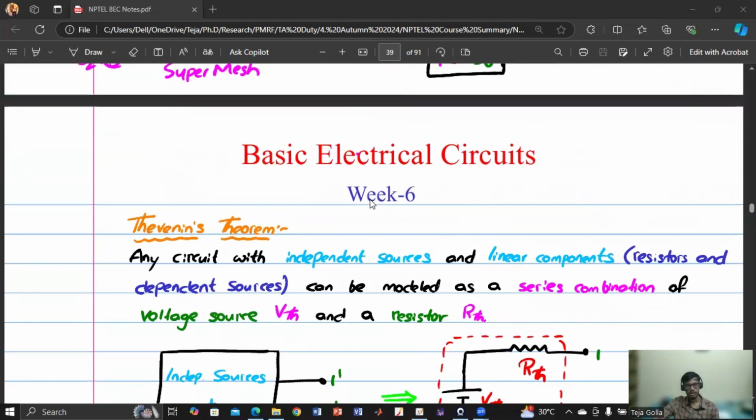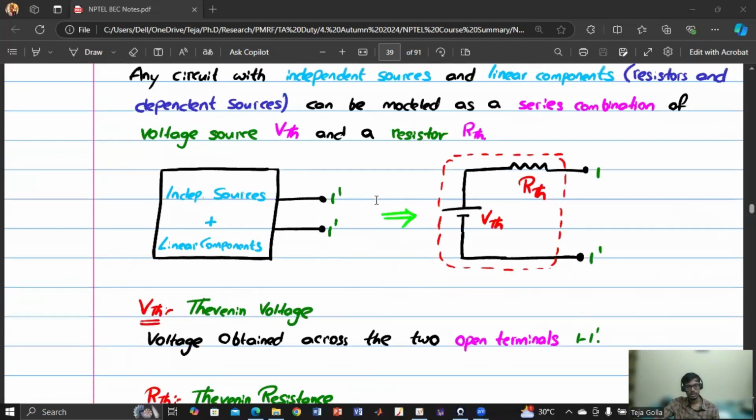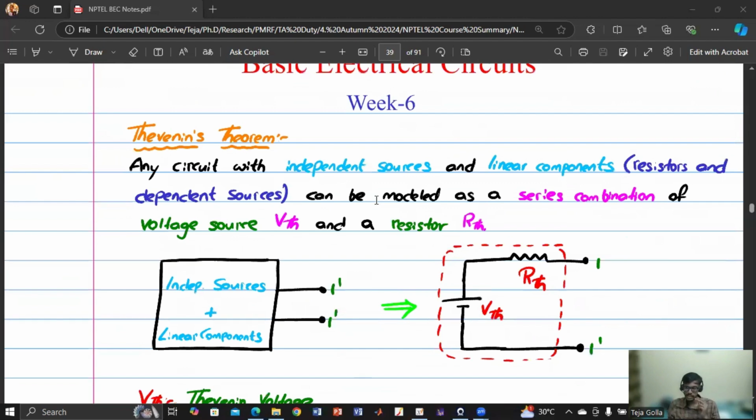So week 5 was about mesh analysis. And coming to week 6, here we have discussed Thevenin's theorem as well as Norton's theorem. And this week is also very simple and straightforward. So in week 6, we have discussed Thevenin's theorem.